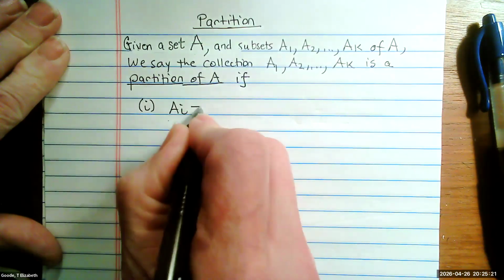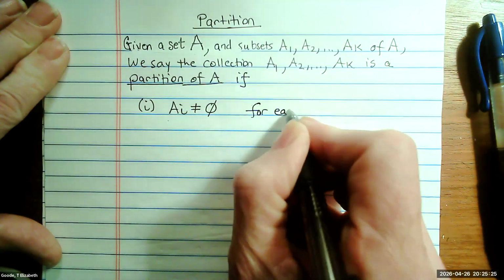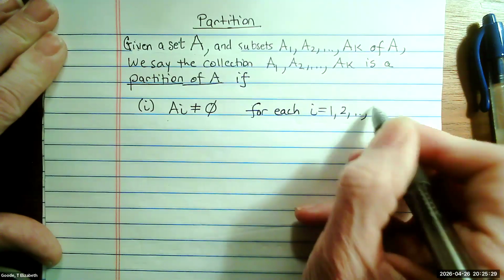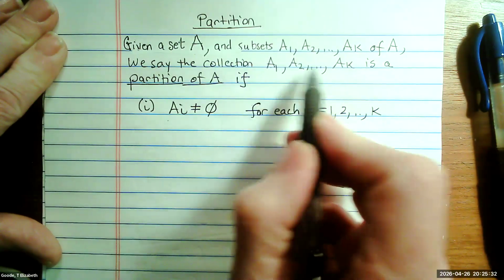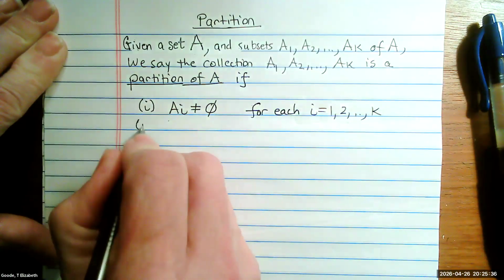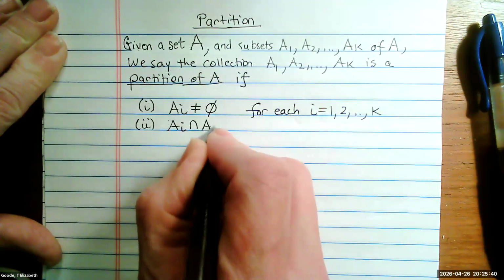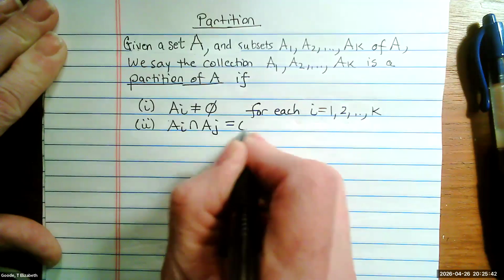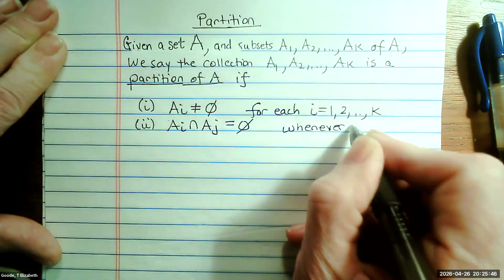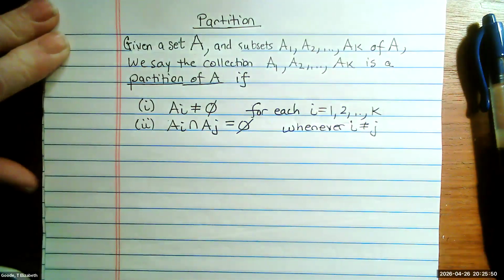One, A sub i is not the empty set for each i equal 1, 2, up to k. So none of these A sub i's is going to be the empty set. Two, A sub i intersect A sub j is the empty set whenever i is not equal to j. That means that they're pairwise disjoint.